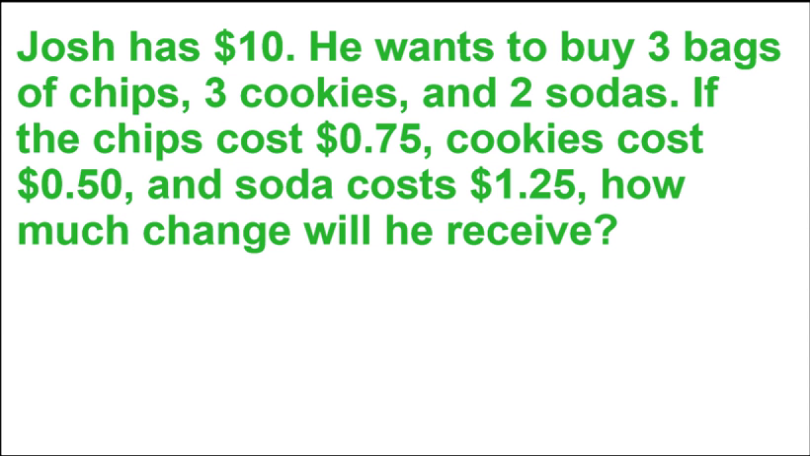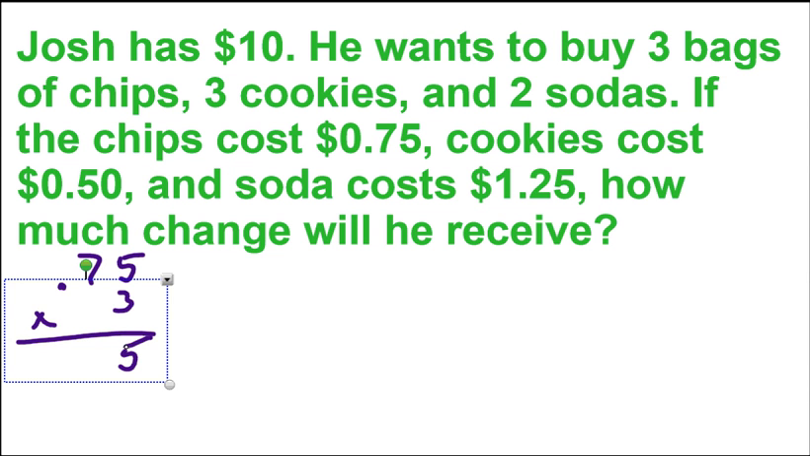All right, so for the chips, he bought 3 bags of chips. They were 75 cents. So we're going to do 0.75 times 3. And when you multiply the decimals, remember, you count how many digits are to the right of the decimal in the problem, and that's how many digits you have to the right for your answer. So I got 2 digits to the right in the problem. I got to have 2 digits to the right in my answer. So he spent $2.25 on chips.